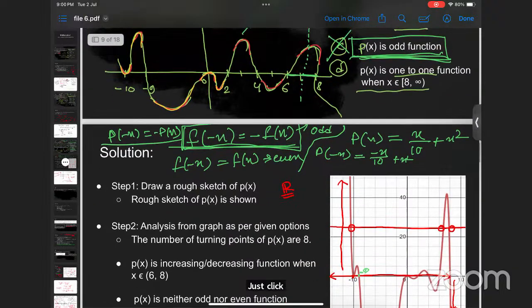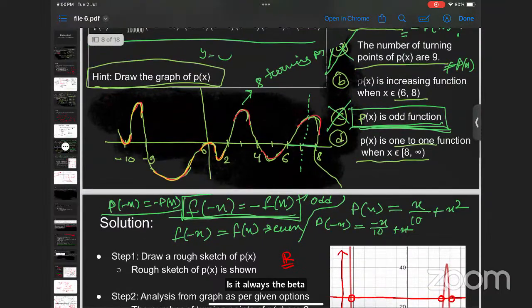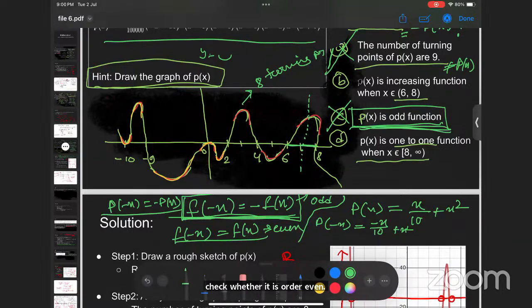Ma'am, is it always better to check whether it's even or odd by considering the graph? Whenever you have some graph, you can always do this process to check whether it is odd or even. Otherwise, you can also verify these conditions to determine whether it is odd or even.